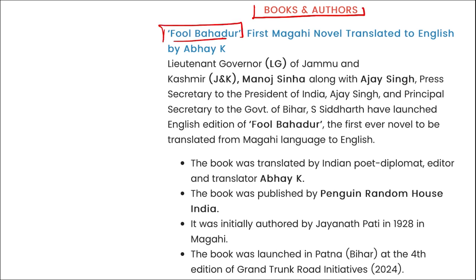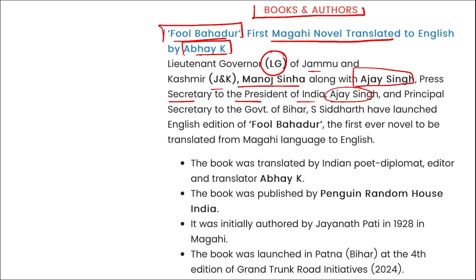Fool Bahadur, this is the first Magahi novel translated to English by Abhay K. I repeat, Lieutenant Governor of Jammu and Kashmir Manoj Sinha, along with Ajay Singh, Press Secretary to the President of India, and the Principal Secretary to the Government of Bihar S. Siddharth, they have together launched the English edition of Fool Bahadur, and this is the first ever novel to be translated from Magahi language to English.